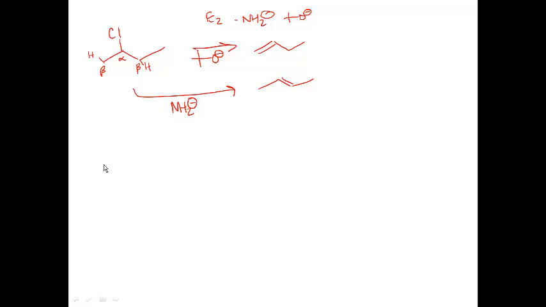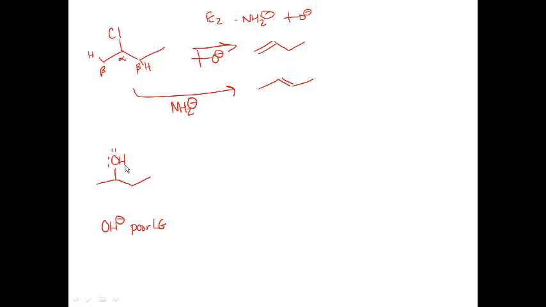Another way to make alkenes is to start with alcohols. Let's say I start with 2-butanol. In this case, it's going to take a different set of reagents to have this alcohol undergo elimination. First, I have to realize that OH- is a pretty strong base and a very poor leaving group for SN1, SN2, E1, or E2. So what I need to do is convert this OH into a better leaving group.